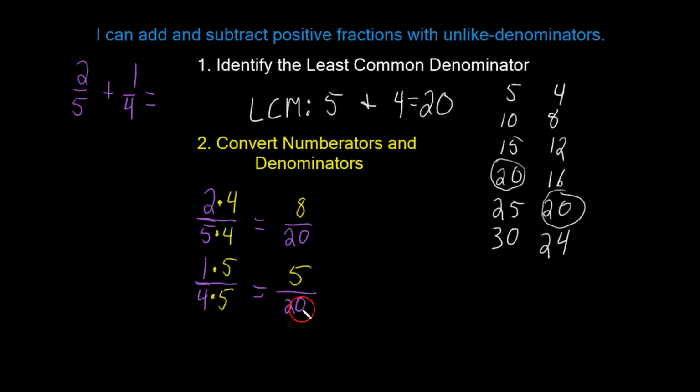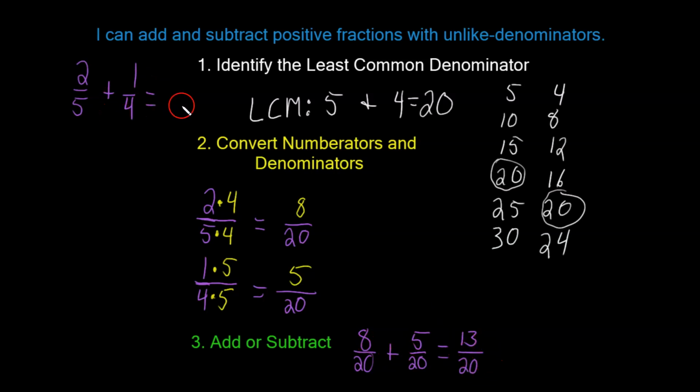Now we can add and subtract them, which is going to be our final step. So we have 8/20 plus 5/20. We know our denominator is going to stay the same, and then we are going to add our two numerators. So 8 plus 5 gives us 13. So our final answer of 2/5 plus 1/4, we end up getting 13 over 20.